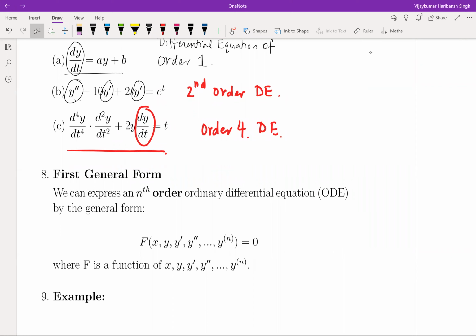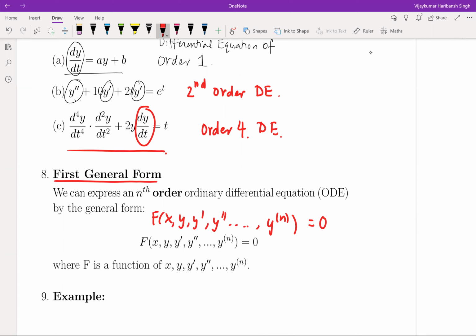So what is the general form of a differential equation? We can express an nth order differential equation, that means it has an nth order derivative inside it. We can represent an nth order ordinary differential equation in the following form. You can write it as f of x, y, y prime, y double prime, all the way until the nth derivative of y, equals 0, where f is a function of x, y, y prime, y double prime, all the way until the nth derivative of y.